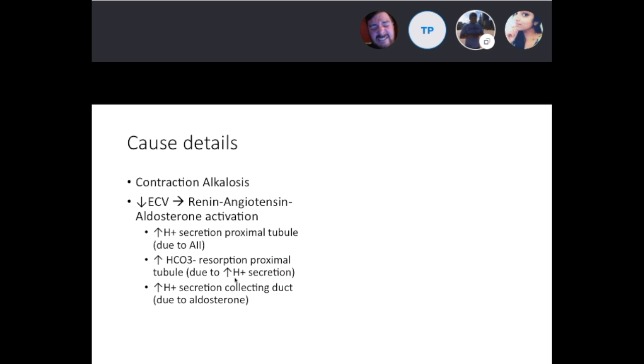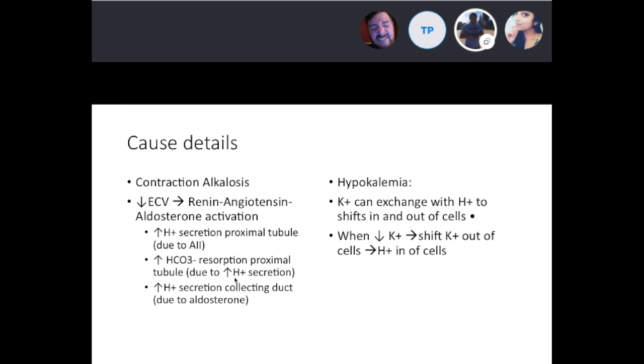And there's also an increase in the secretion in the collecting duct due to the aldosterone. And in hypokalemia, the potassium can exchange with the hydrogen ion to shift in and out of cells. So when you have a low potassium, it shifts potassium out of the cell and hydrogen inside, it'll just exchange itself. And when you have hypokalemia, it leads to alkalosis, or when you have alkalosis, you may see hypokalemia. So it can go both ways. So just keep that in mind.